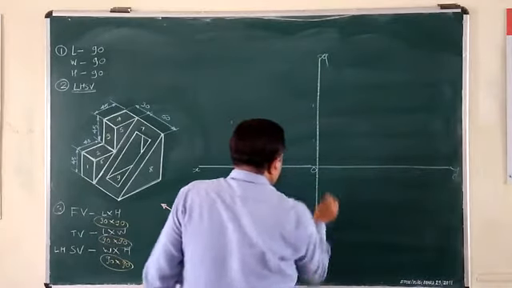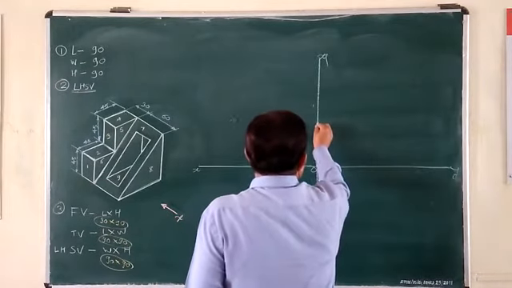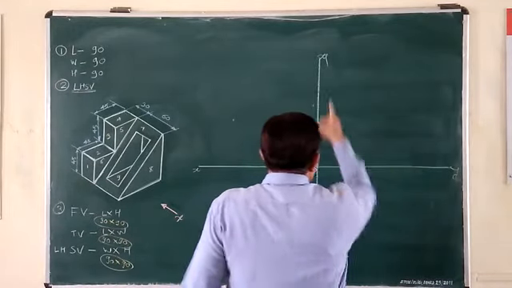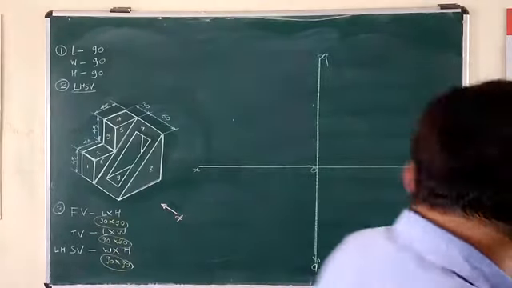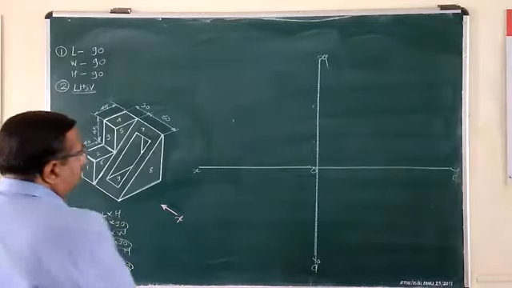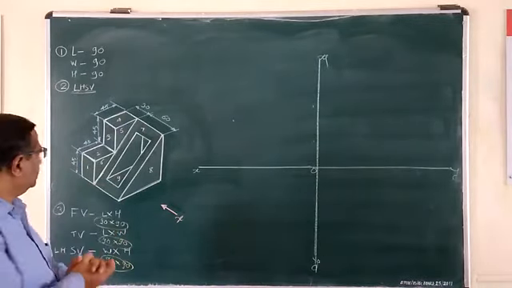X1 O Y1 is the vertical reference line, and HRL is the horizontal reference line, where the point of intersection is O. Okay. Now, with exact spacing, we have to properly fit all three views.